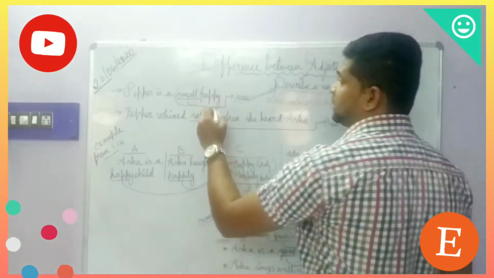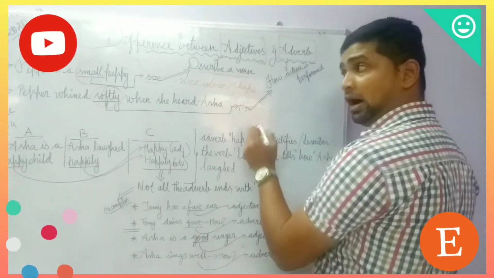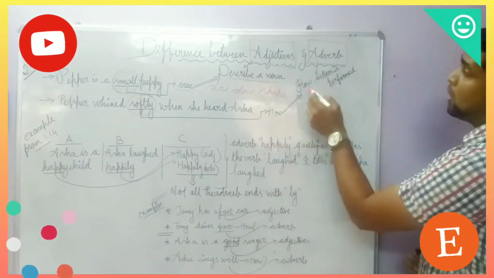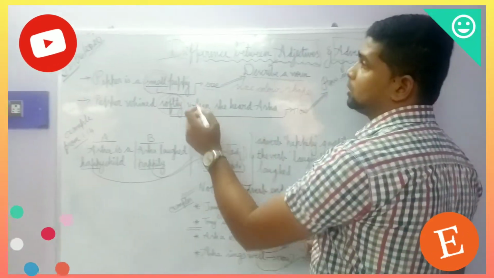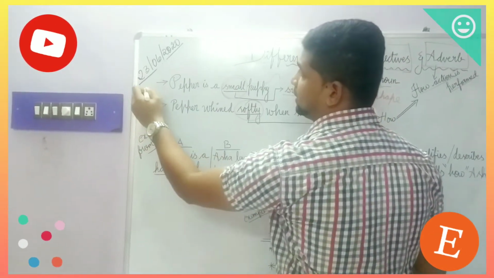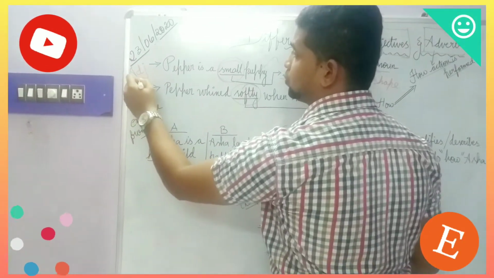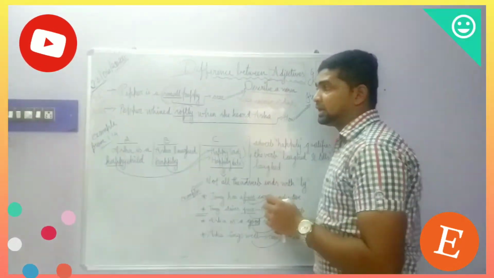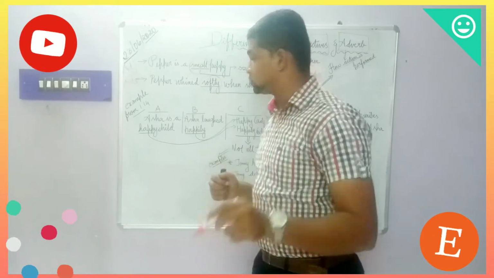So softly describes how Pepper whined. So how an action is performed. So this sentence has an adverb. So sentence 1 has an adjective and sentence 2 has an adverb. Okay, I have one small example from activity 1.14 in your studio.